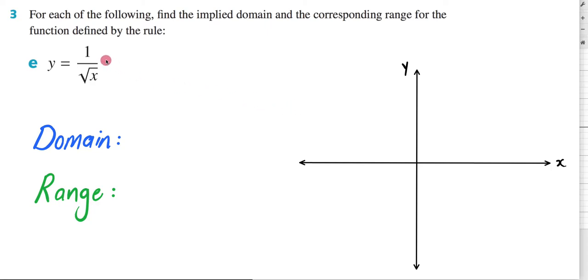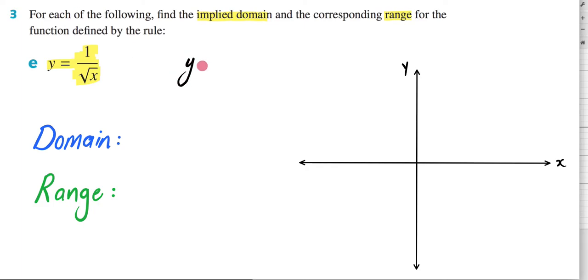We're doing exercise 5D, and in this video I'll be answering question 3E, which says, for each of the following, find the implied domain and the corresponding range for the function defined by the rule y equals 1 over the square root of x. Now, if you're struggling with this question, I imagine it's because you don't know how to graph 1 over the square root of x.